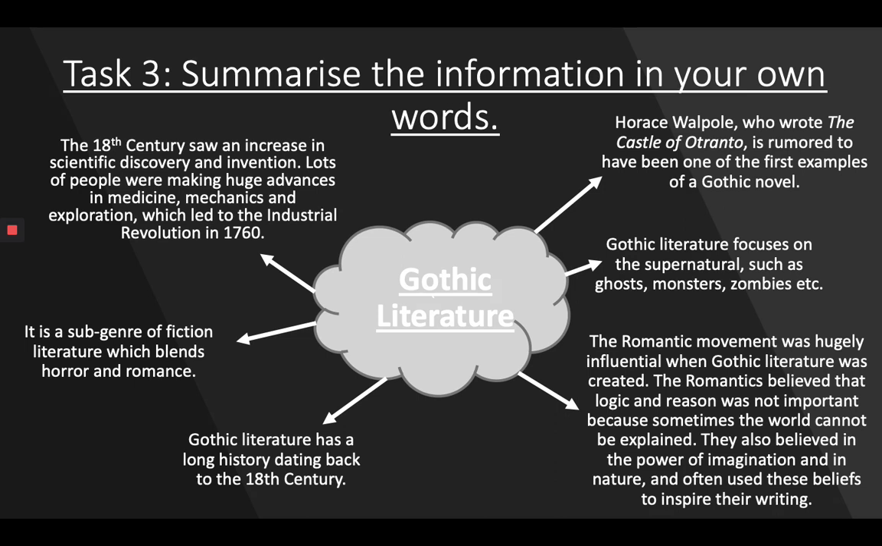And finally, Horace Walpole is rumoured to have been one of the first writers of the Gothic novel. So he wrote a story called The Castle of Otranto. And that's sort of where we get a lot of the conventions of Gothic work. So a castle is a really famous example of that, of sort of a typical setting for a Gothic story.